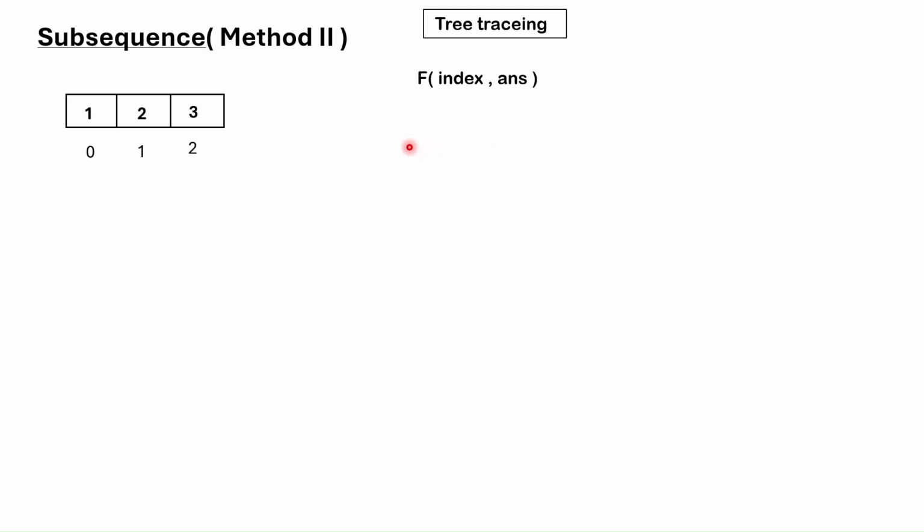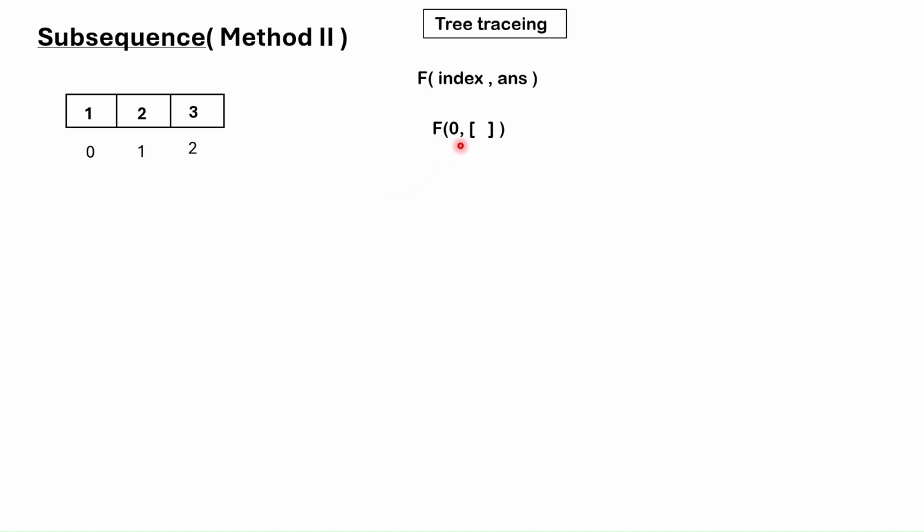So let us now look at the tree tracing for the second method. I have this function and I have passed the index, so this array index, and we have our answers array. So we start with our index 0 and our answers array is empty. If I'm at the 0th index, what all choices do I have? I can either choose this index or this index or this index. I have three choices. Either I can pick the 0th index or the first index or the second index.